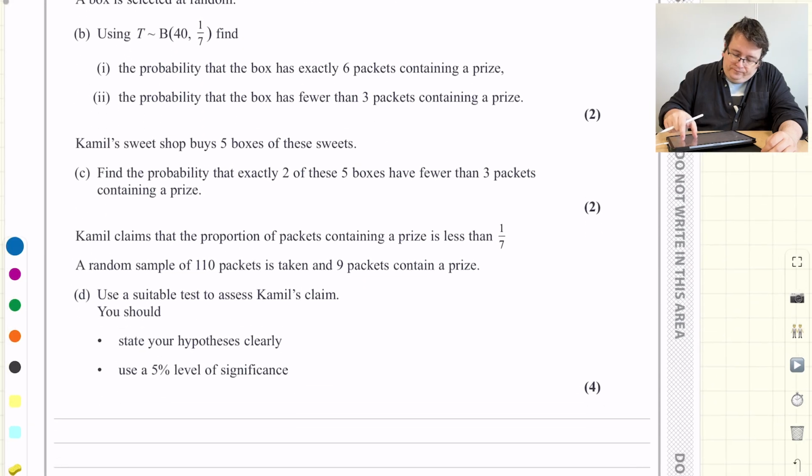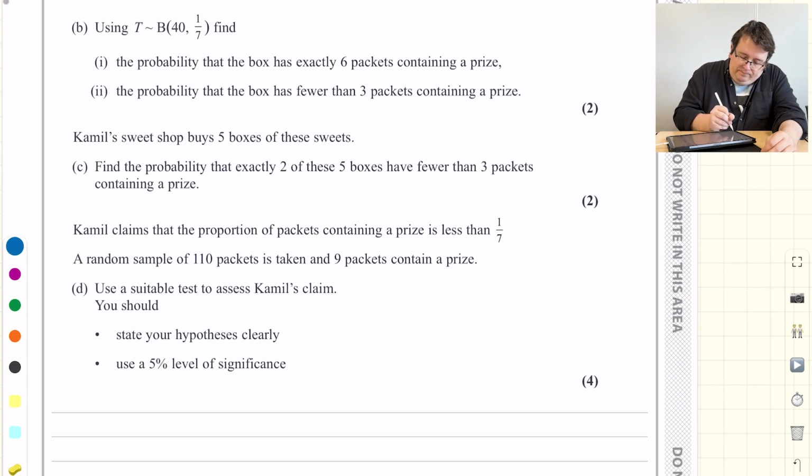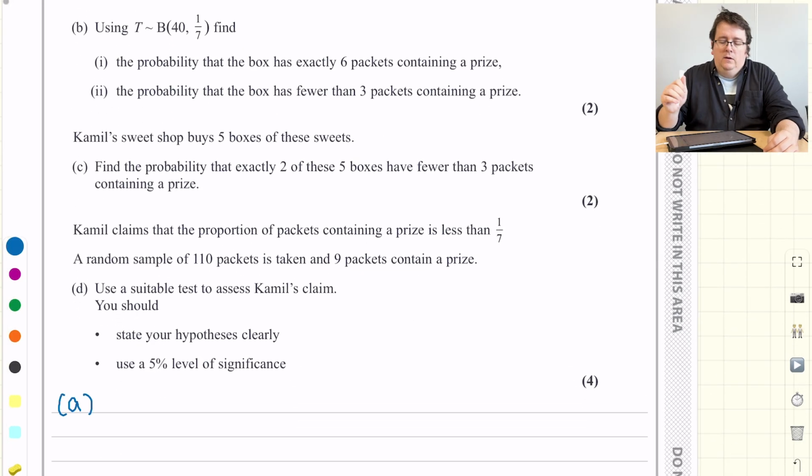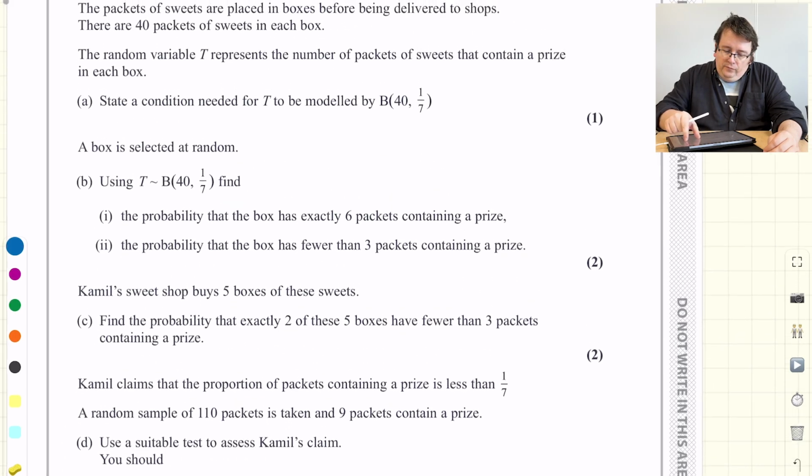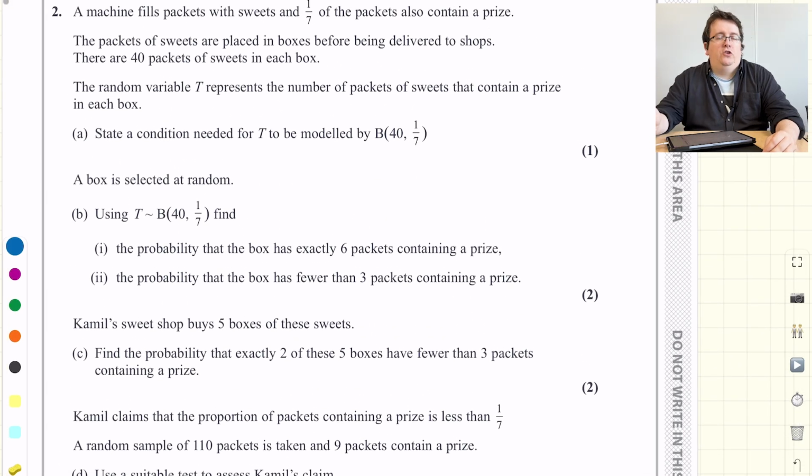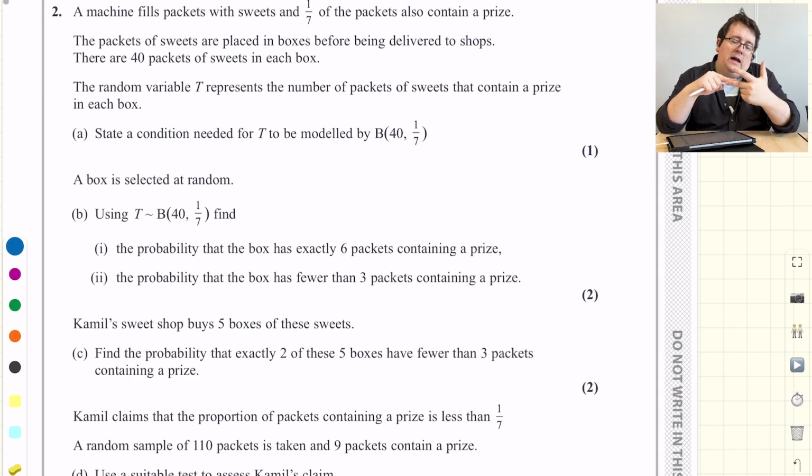Okay, so part A. We could focus our attention on a couple of different things here. We could focus our attention on the probability being constant, or the events being independent, or talking about them being randomly selected. Okay, so I'm going to go with independence. It's always a good one to work through. And we need to make sure it's in context.